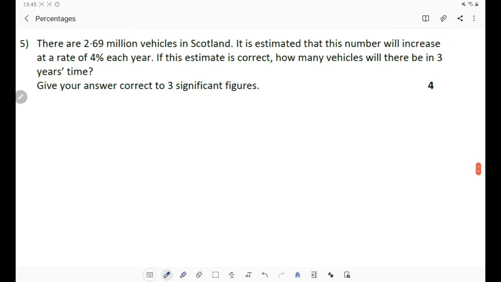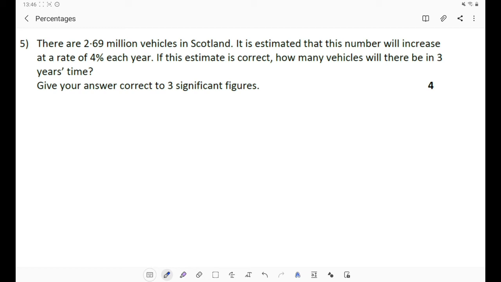Looking at the next question, I'm going to give you a chance to pause, read it through, and give it a go yourself. There are 2.69 million vehicles in Scotland. It is estimated that this number will increase at a rate of 4% each year. If this estimate is correct, how many vehicles will there be in 3 years' time? Give your answer correct to 3 significant figures.